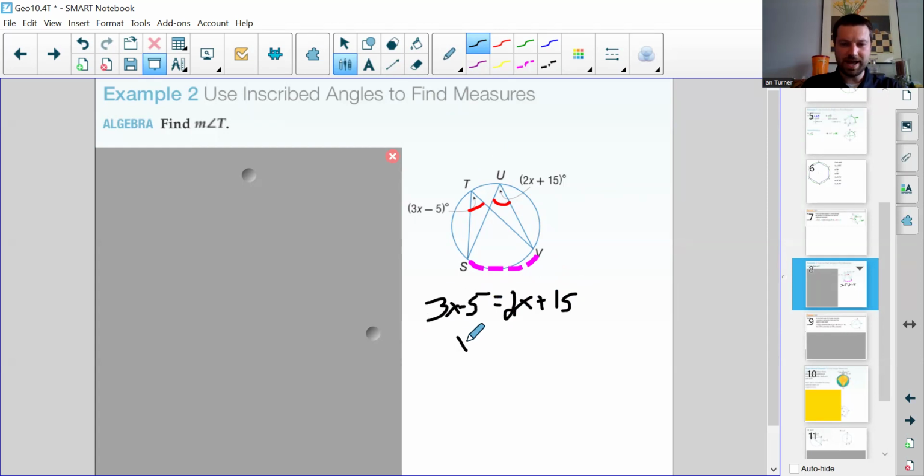Subtract the 2x, we get x equals, add the 5, we get 20. X equals 20. They wanted us to find T, so we plug it back in. We get angle T is equal to 60 minus 5. So angle T is 55.